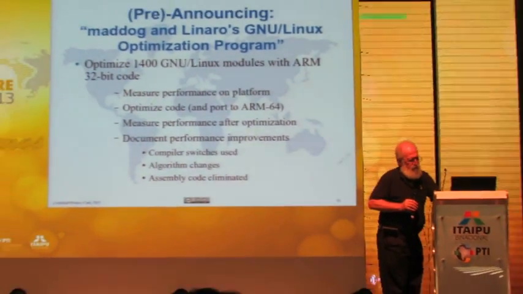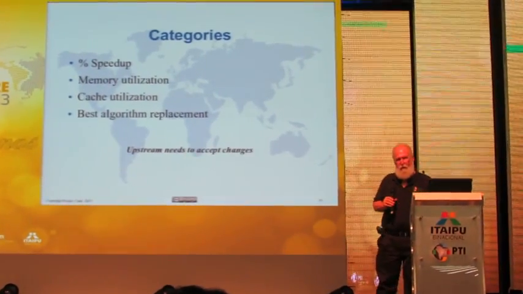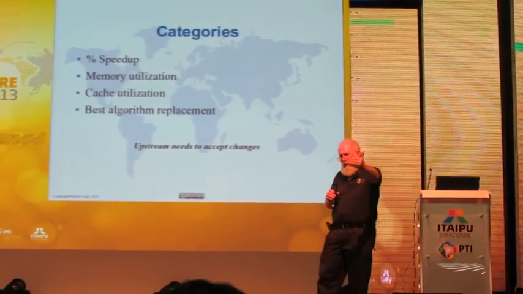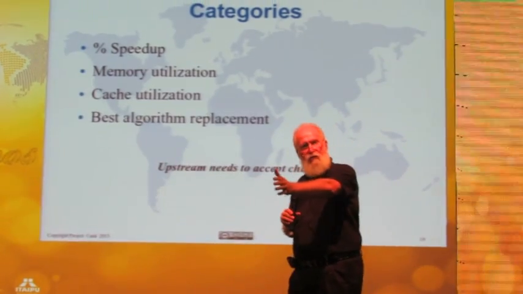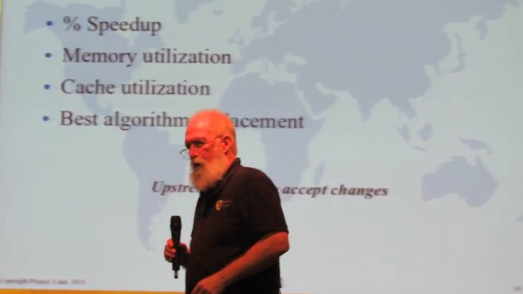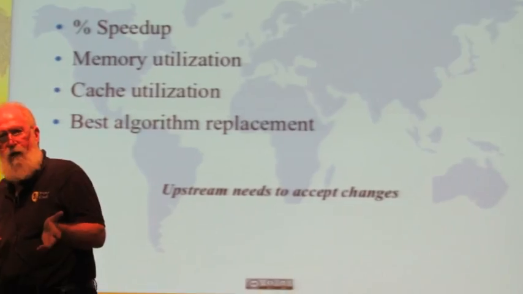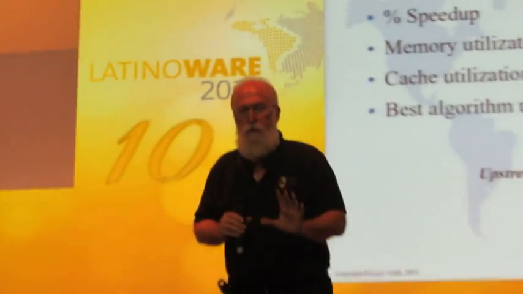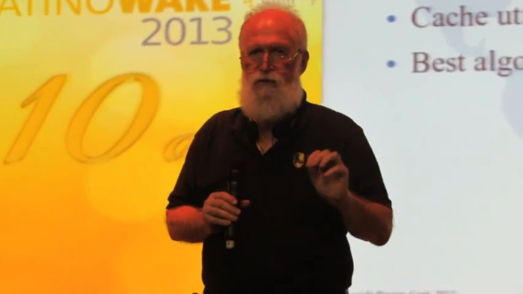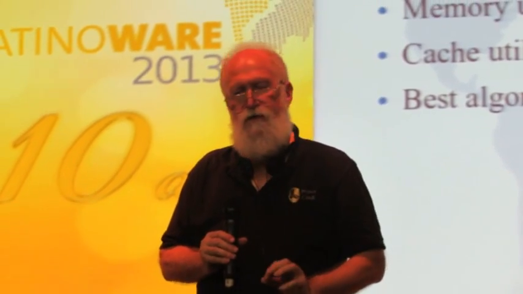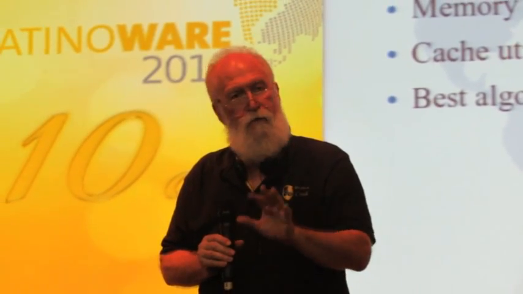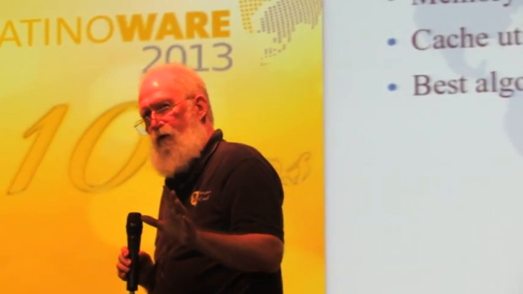So what types of categories of optimization will we look at? How much faster is the program now than before you started? What percentage change in the speed can you measure? Also, how do you utilize memory? Remember, a lot of GNU Linux systems are embedded systems. You don't want to use a huge amount of memory for a small performance improvement. But if you're on a server system, you can justify using a much larger piece of memory if you can get a 50% performance improvement.